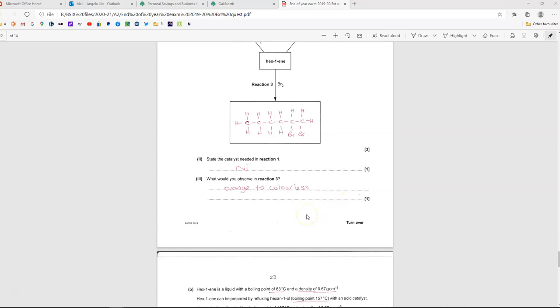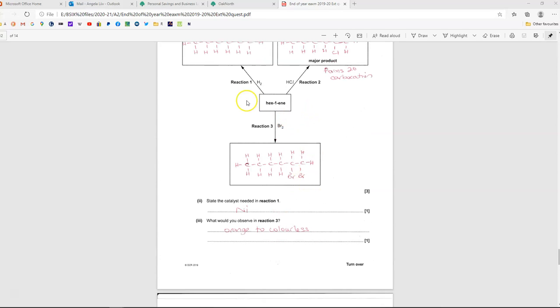Yeah, learn your catalysts. So you need nickel, and reaction 3 is this is an alkene, and this isn't. This is a haloalkane, and that is the test for an alkene, isn't it? What would you observe? You'd see that the bromine was going from orange to colourless.